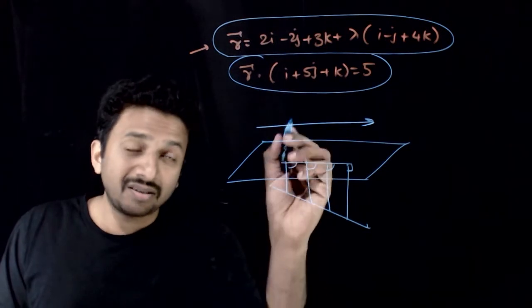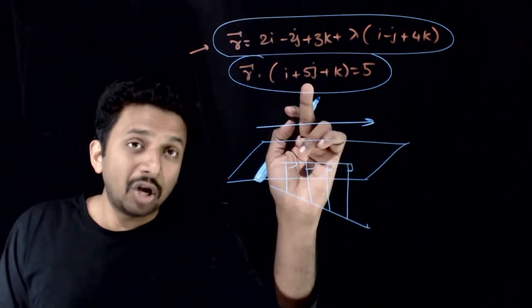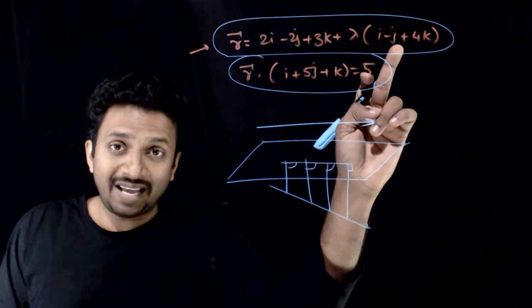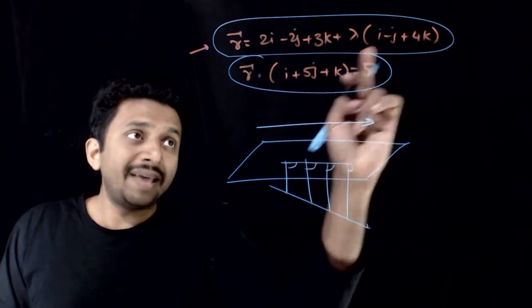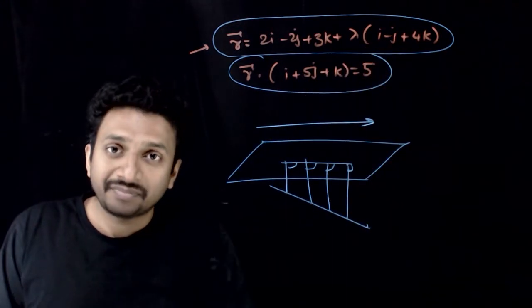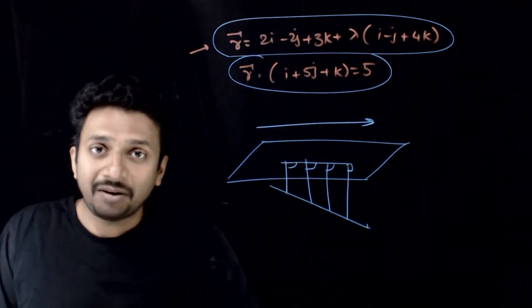So you can check this. This line is parallel because the normal to the plane dot the direction of the line, 1 minus 5 plus 4, is equal to 0. That means this line is already parallel to the plane.